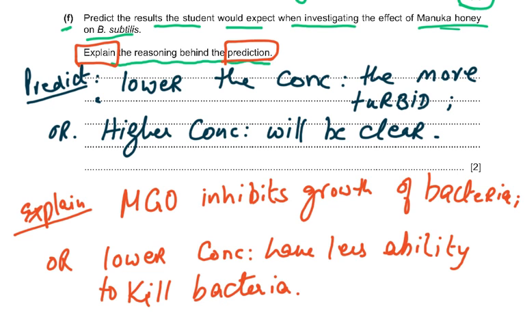Lower the concentration, the more turbid. Why? Because lesser the concentration of the Manuka honey, less of the bacteria will be killed, so it will be more turbid. Or you can say higher the concentration will kill the bacteria, so it will be clear. It will be a clear solution because the turbidity is because the more the bacteria can grow. If the bacteria are destroyed, then it becomes less turbid or it becomes clear. Explanation is MgO inhibits the growth of bacteria. So lower the concentration, less the ability to kill the bacteria. So the more the bacteria, the more turbid it becomes.